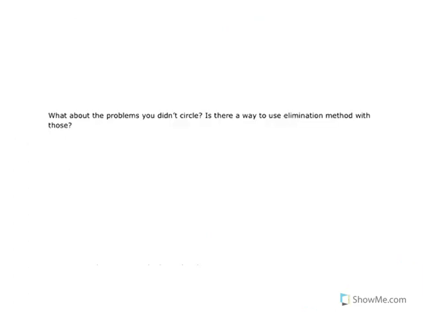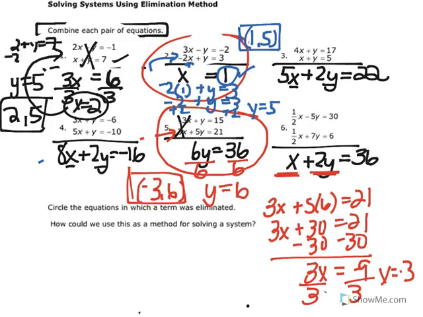It says, now what about the problems that you did not circle? Is there a way to use the elimination with those? There is a way to do that. I'm going to show you. Let's take a look at them. We're going to go back. And I'm going to erase a lot of what we have here because it's a little messy.